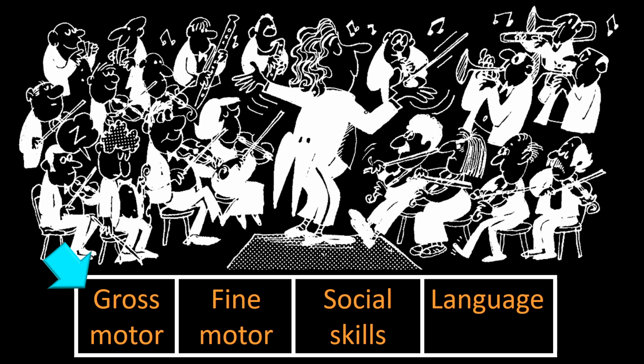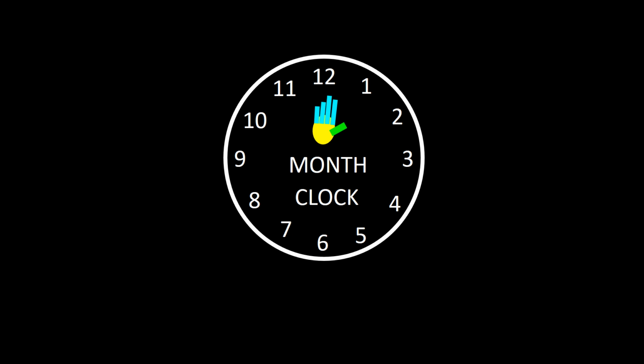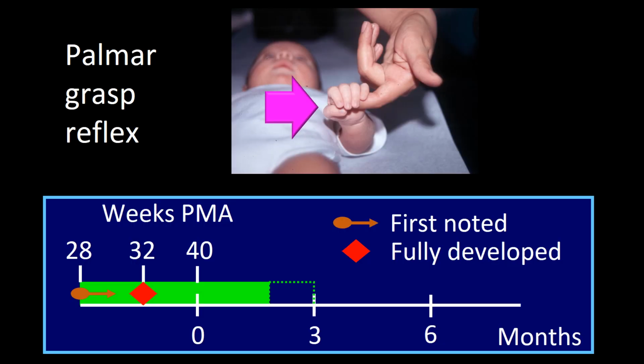After gross motor development, we will consider fine motor development. And to do so, we will use the hand month clock. Handiness is the cardinal feature of fine motor development. A good place to start describing hand development is birth. At birth, the full-term newborn, as you can see in this photograph, has a well-developed palmar grasp reflex.